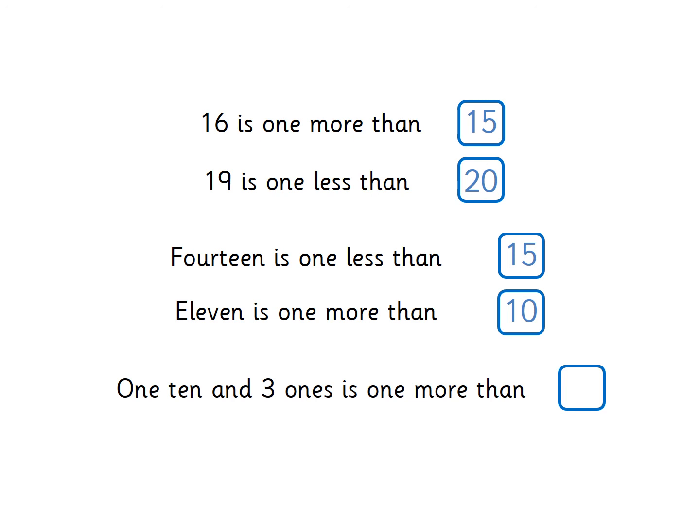So 13 is one more than, what is 13 one more than? 12. So 13 is one more than 12. So it's not saying what is one more than 13, because that would be 14. It's saying that 13 is one more than the number before. Okay? So you might need to be practicing some of those on the number line because it's worded slightly different.